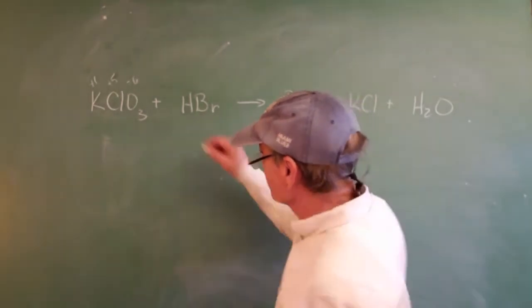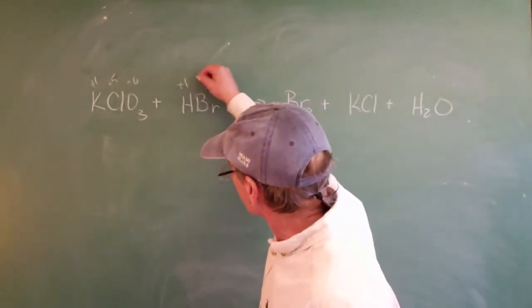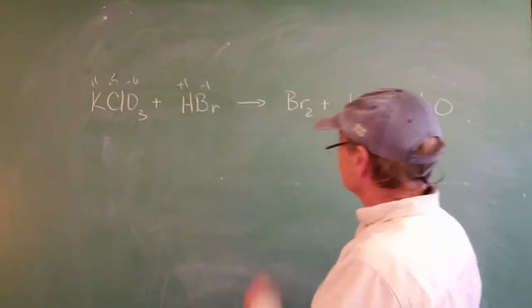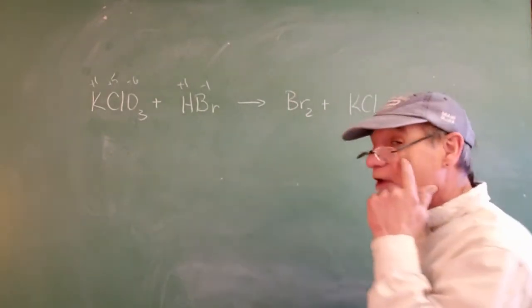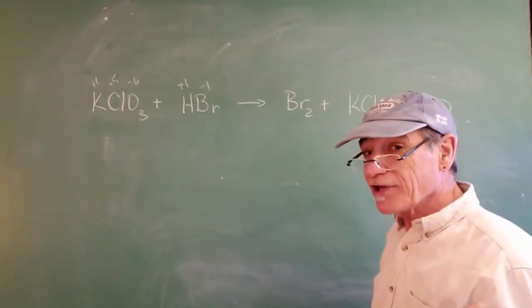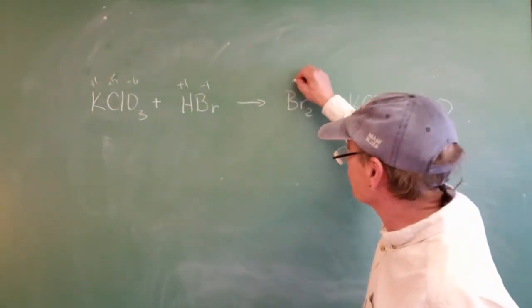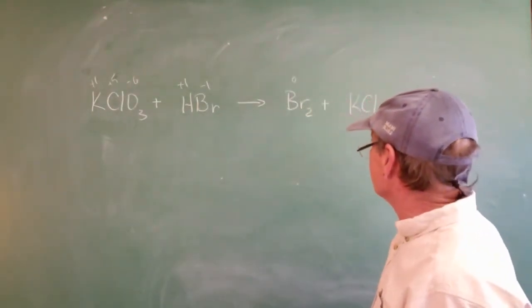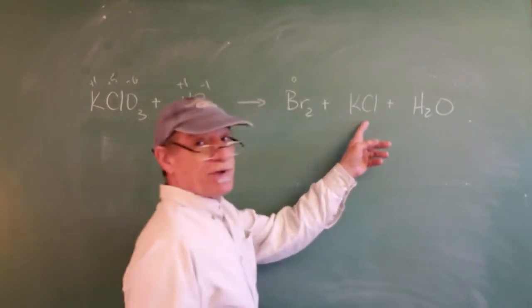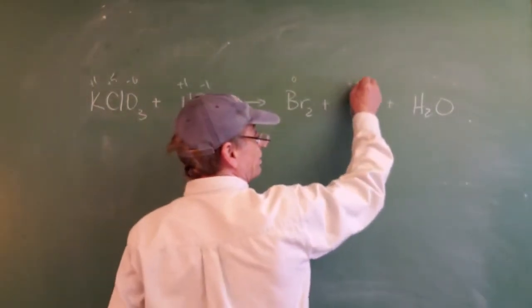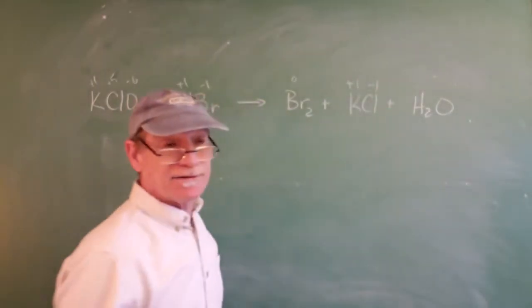In hydrogen bromide, the hydrogen's a +1 and the bromide's a -1. In bromine, when bromine is in its neutral state as an element, it's 0. They're just sharing electrons. They haven't lost or gained any. And in the potassium chloride, potassium's a +1 cation, chloride's a -1 anion.